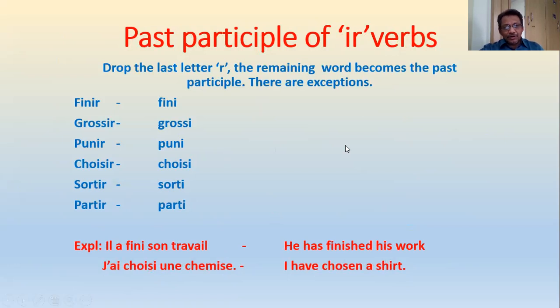Now I would like to remind all of you that there are many exceptions. One has to remember it always because there are IR verbs, the past participle of which are formed in a different way. There are exceptions, let's remember, but generally the last letter R is dropped from an IR verb, then the remaining word becomes the past participle. Let's remember that. And of course, there are exceptions.